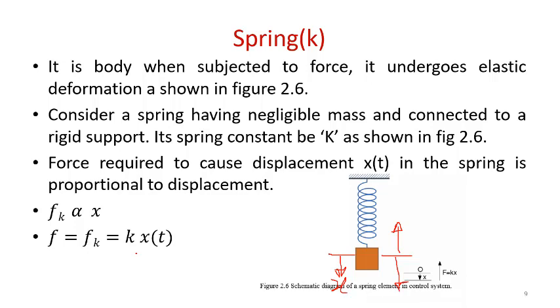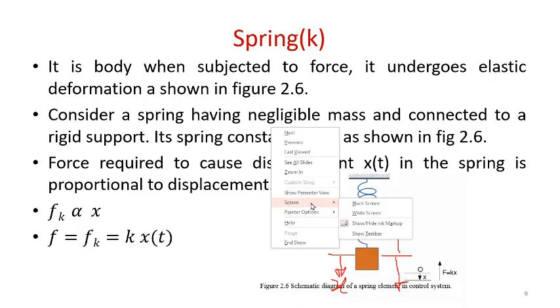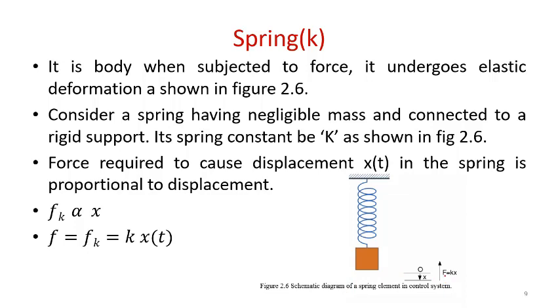Okay, here is the schematic diagram of a spring element in a control system. So the restoring force is F is equal to k into x, and the displacement is downward because of the applied force, that is x.